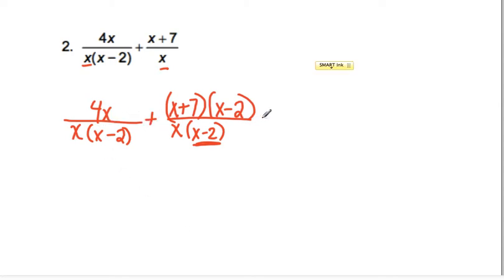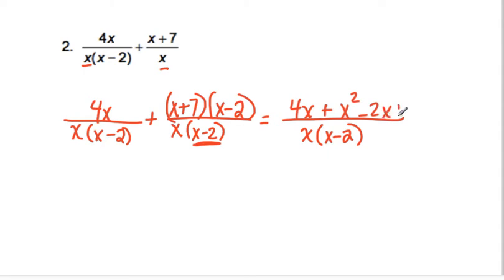And then, again, this is an addition. So now, once I do all that, you can see the denominators are the same. So I have x times x minus 2 on the bottom. And then on the top, I would have 4x plus, and then I would distribute the x, which would be x squared minus 2x plus 7x, and then minus 14. And then I would simplify. I'm going to come down below it here. So this x squared would be just by itself. And then you have 4x minus 2x is 2x, plus 7x is 9x. And then I would subtract 14.